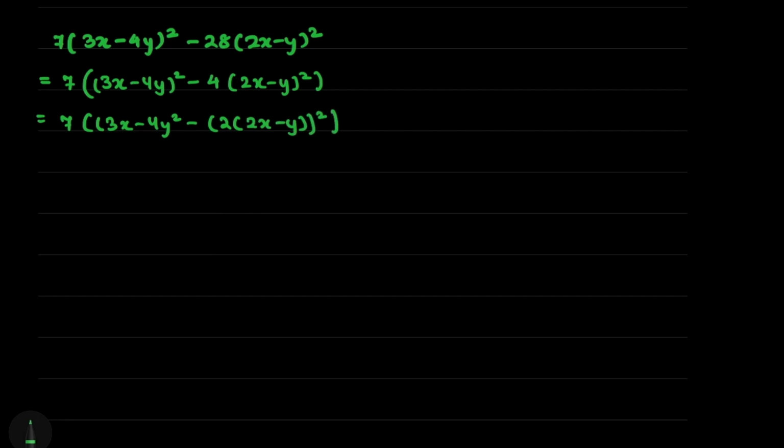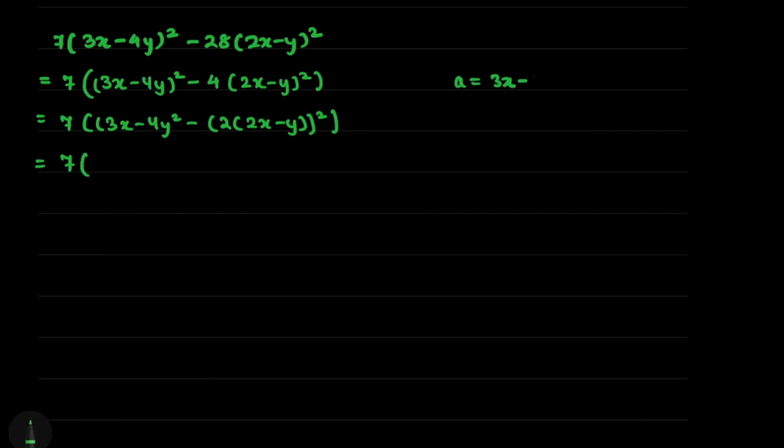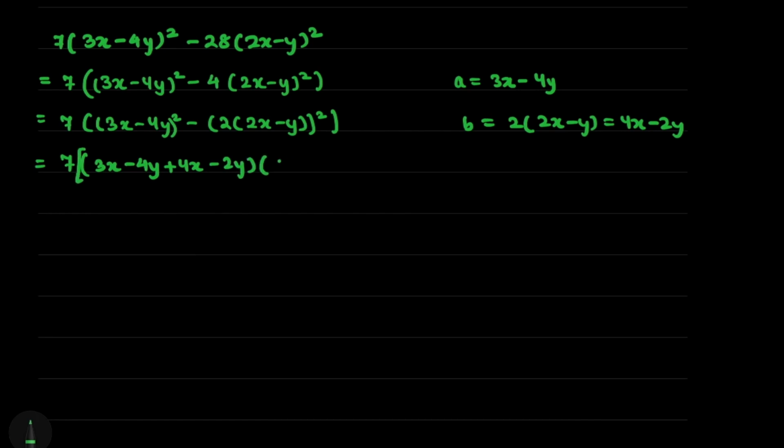Then close that. Now we can use the identity on these two. Let me write that down so that it's more clear. So our a value would become 3x minus 4y, and our b is 2 into (2x minus y), or we can also write 4x minus 2y. Let's try. So (3x minus 4y plus 4x minus 2y) is the first factor, and the next one would be (3x minus 4y minus 4x plus 2y).